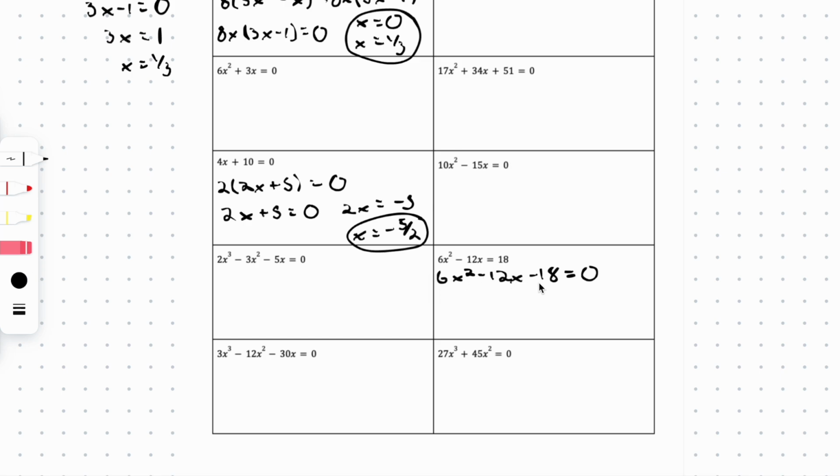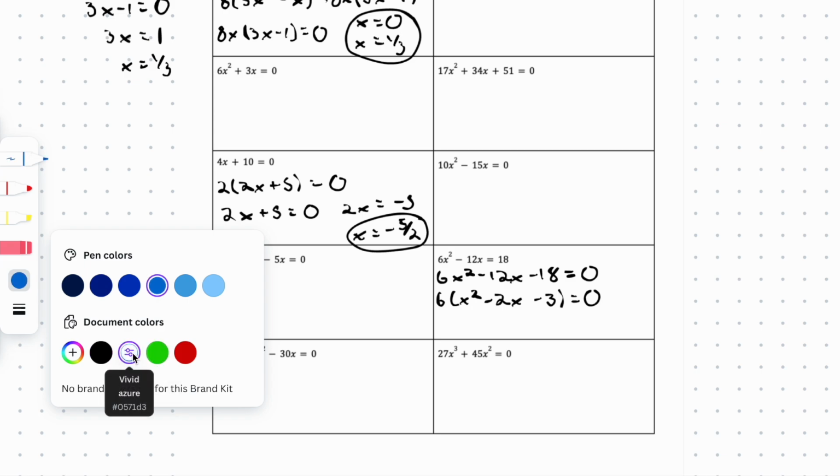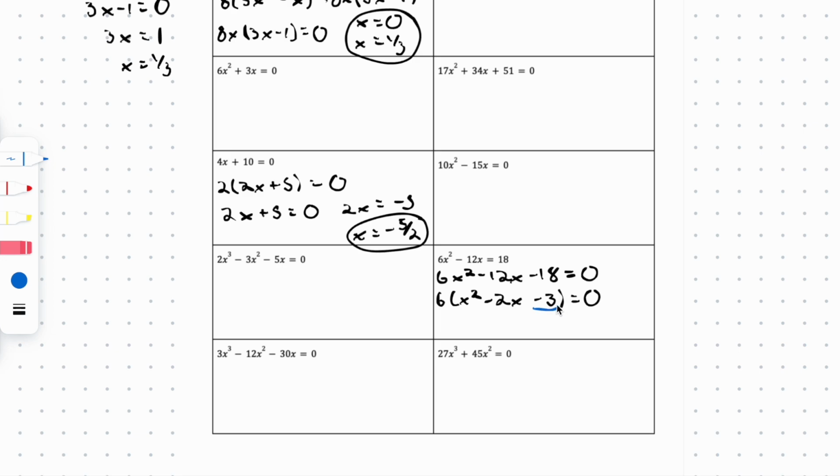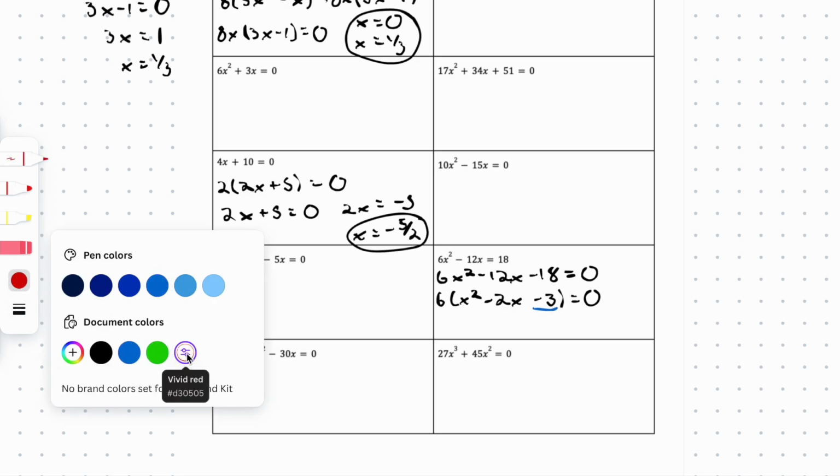So 6, -12, and -18, they all have a common factor of 6. So I'm going to factor out a 6. And that leaves us with x squared minus 2x minus 3. Okay? And so now we want to factor this x squared minus 2x minus 3. And if you remember factoring, we want two numbers that multiply to -3 and add to -2.